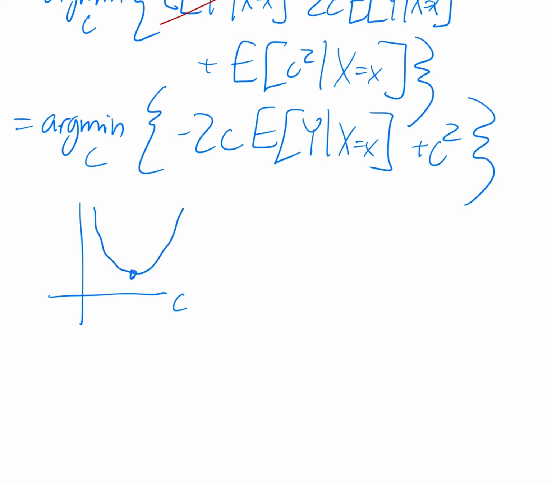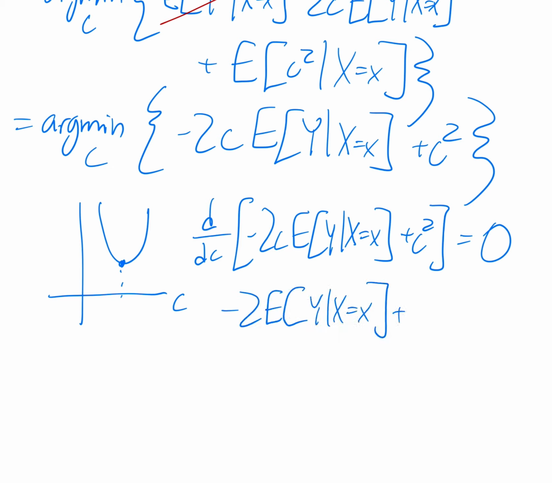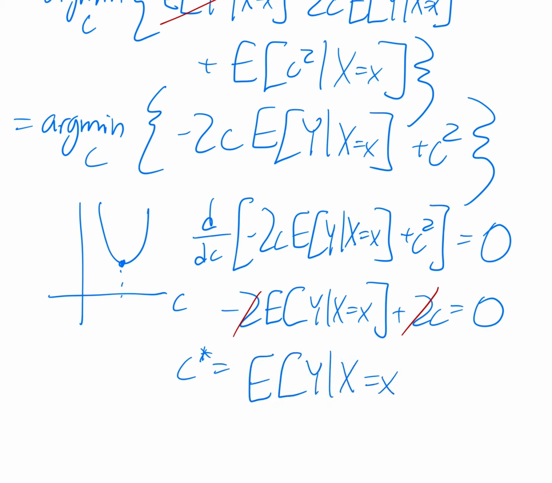All right, cool. So if we were to graph this objective function with c on the x-axis, we're going to get some kind of upward-facing parabola. So to find this c that's the minimizer, we can take the derivative and set it equal to 0. So let's do that. Okay, so taking the derivative, and then solving for c, we can get rid of these 2's here, and then move this first term to the other side. So we have c star, our optimal c, is equal to just the expectation of y given x equal to x.